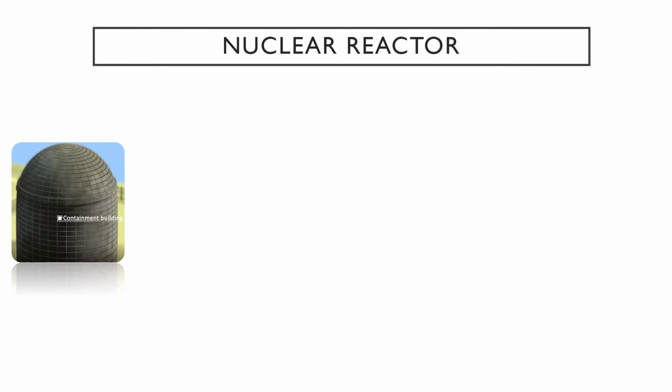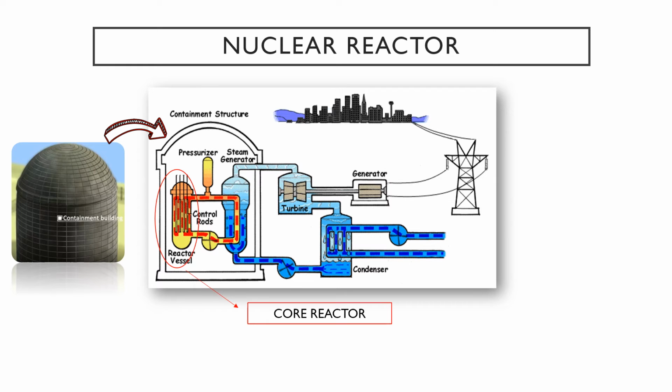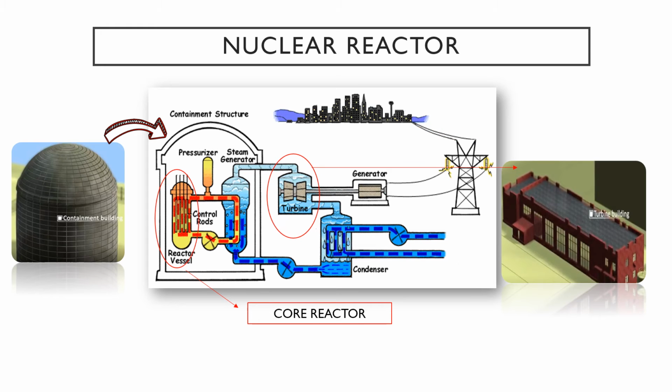This is a containment building as you see just now. Inside this containment building, this is a nuclear reactor, or we call it a core reactor, where a nuclear fission takes place inside it. Then this is a turbine which will rotate the generator to produce the electricity to houses and buildings. So this picture is an overview for you to know where the nuclear reactor is located.